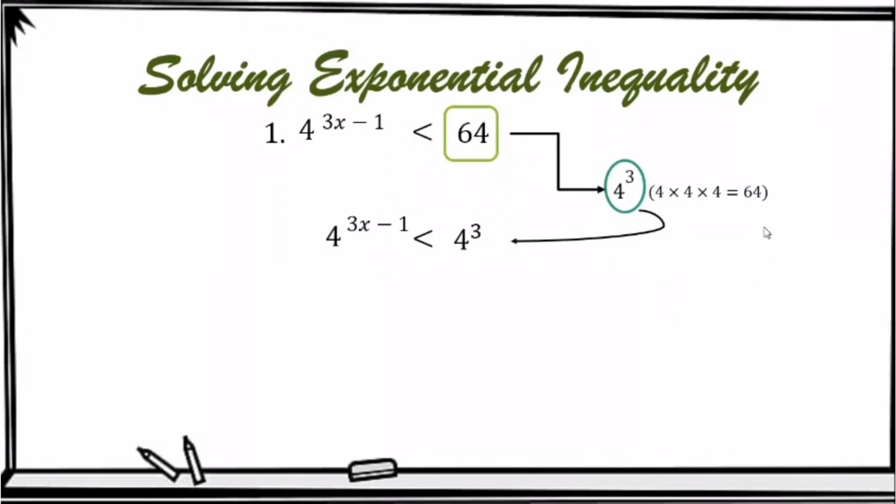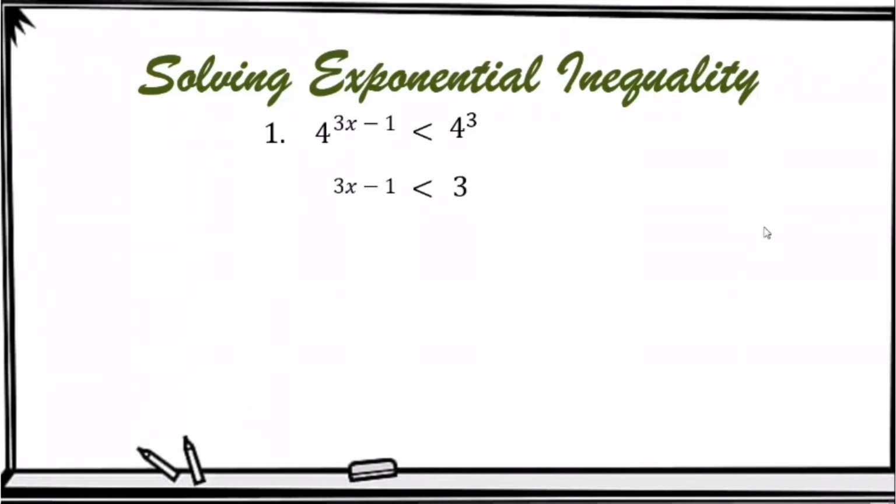Apply the property of inequality for exponential inequality. So we have 3x minus 1 less than 3. So our next step is to find the value of the variable. So to find the value of the variable, apply addition property of inequality. Add positive 1 both sides. So we have given 3x minus 1 plus 1 less than 3 plus 1.